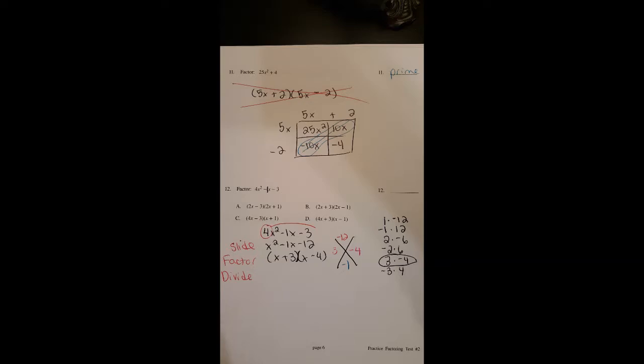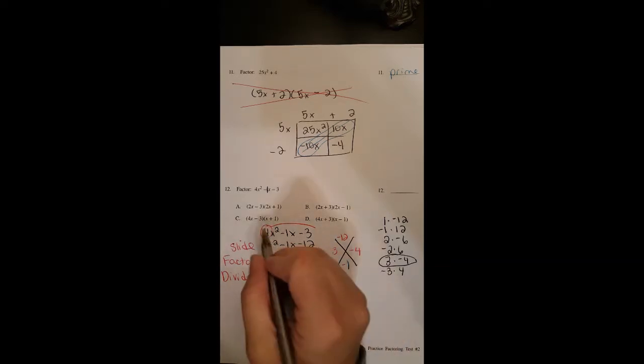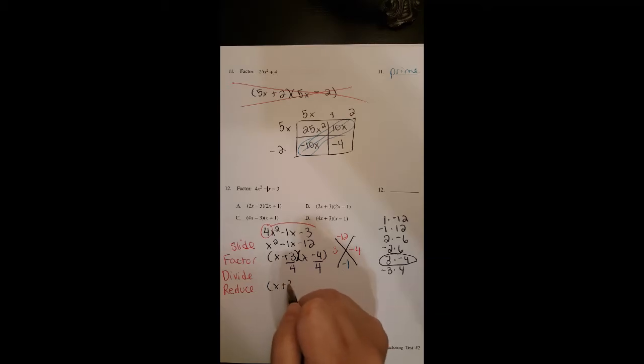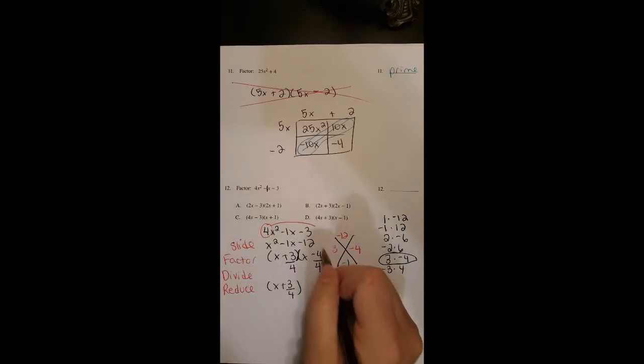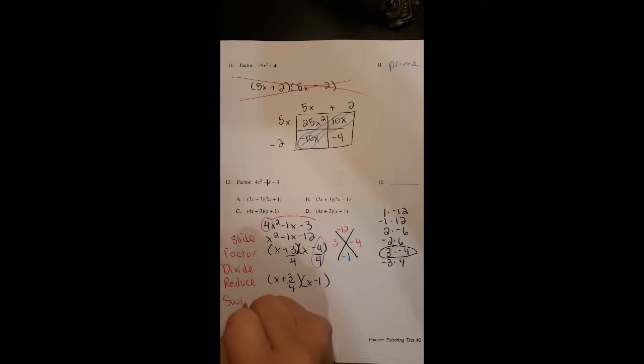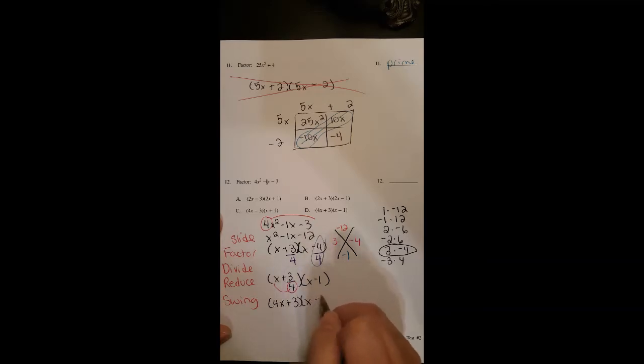When we divide, we're dividing by the number we slid at the very beginning, that leading coefficient, and that's our 4 here. Now we're going to reduce, we've got to simplify those. So here, 3/4 can't be reduced, so it's just going to stay 3 over 4. 4 over 4 can be reduced. 4 divided by 4 is just 1. And our very last step here is going to be to swing. So when we swing, we're going to take this denominator and move it to the very front. And that's going to give us 4x plus 3 and x minus 1.